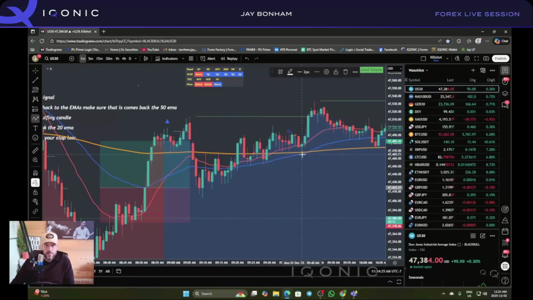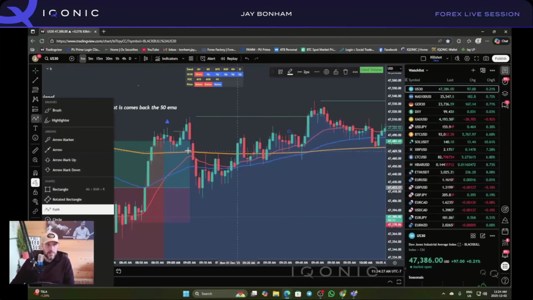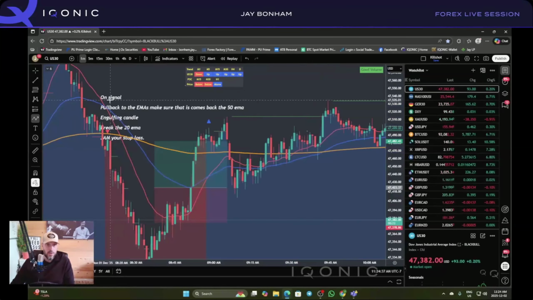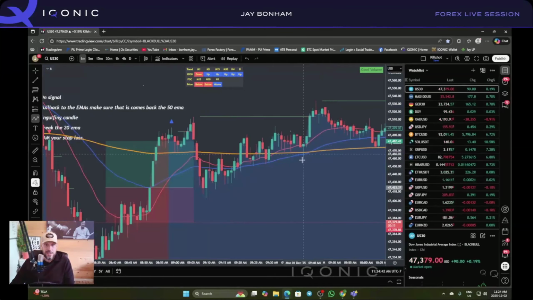Pulls all the way back to here and then pushes back up. Okay. So what would we wait for? We're on signal. We're still on that buy signal. It pulls back to the 50. It actually hits it and wicks, which is even better because that shows you even this candle that hit the 50 has buy volume in it.